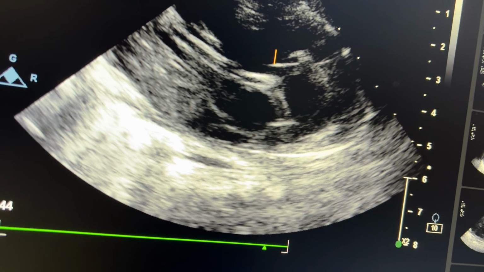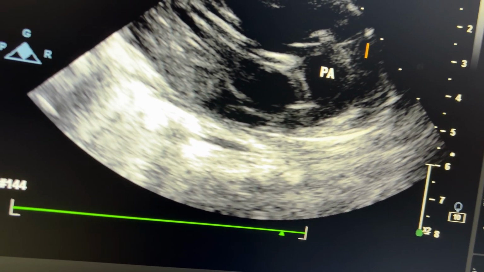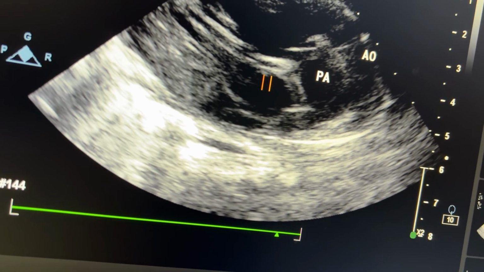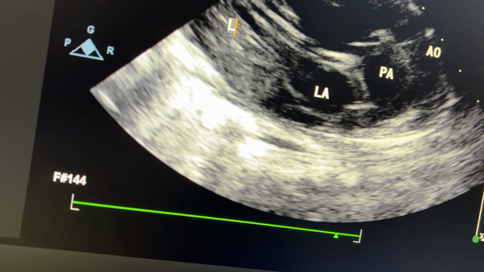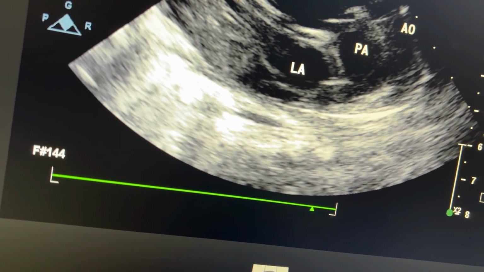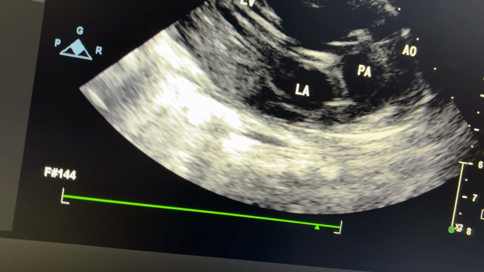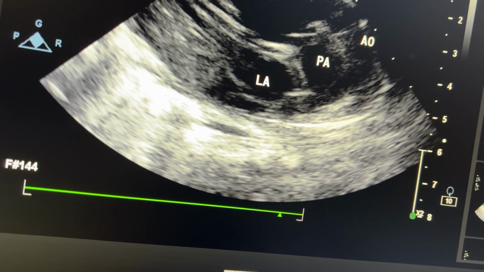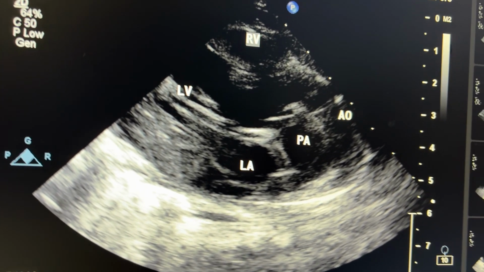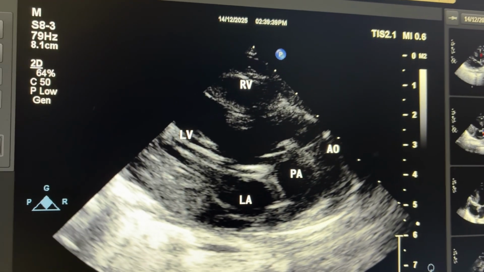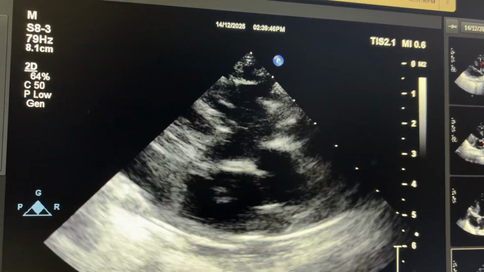This is pulmonary artery, this is aorta. This is left atrium, left ventricle, this is left ventricle, and this portion is right ventricle. Right ventricle is small in size, you can easily appreciate. Again the same picture.